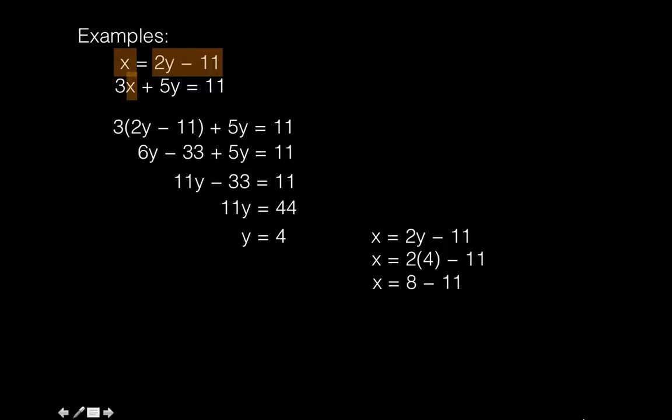2 times 4 is 8. 8 minus 11 is negative 3. And again, as an ordered pair, you would put your x first and your y second, which puts you right there.